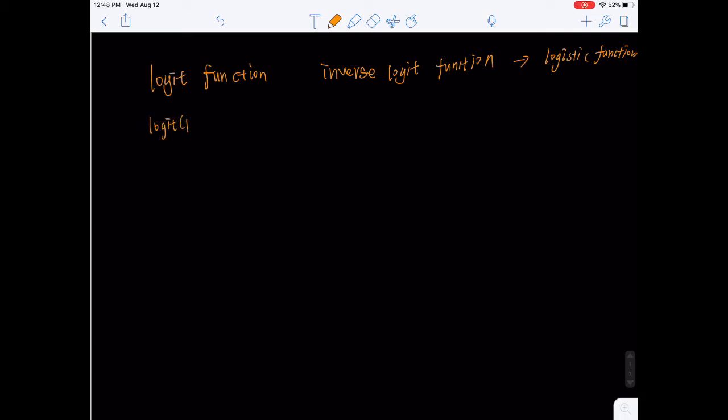Hello! In this video, I'll be talking about the Logit function and the inverse Logit function, which is also called the logistic function. The Logit function is a function of probability. Probability is a number between 0 and 1, and the Logit function of p is defined as log of p over 1 minus p, where this log is a natural logarithm.